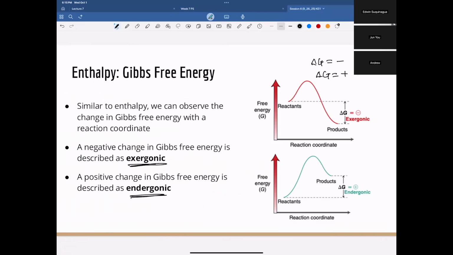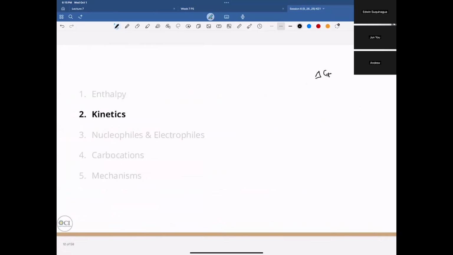So yeah, same trend with enthalpy as with Gibbs free energy. Okay. Any questions? Okay. So that covered the entirety of enthalpy for what you need to know. We're going to move on to kinetics next.